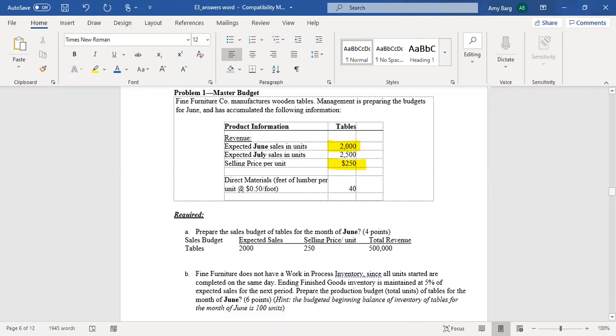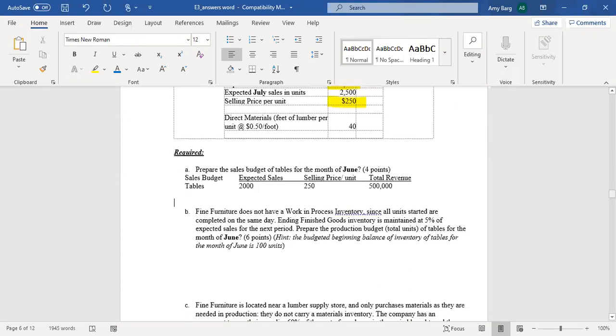But if we move on, Fine Furniture does not have a work in process inventory since all units are completed on the same day. Ending finished goods inventory is maintained at 5% of expected sales for the next period. Prepare the production budget, the total units of tables for the month of June. So this is a units budget. It's the production budget.